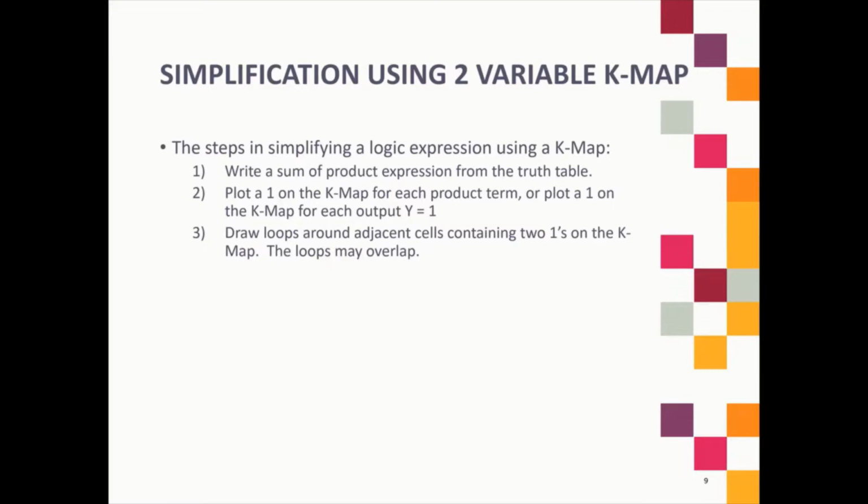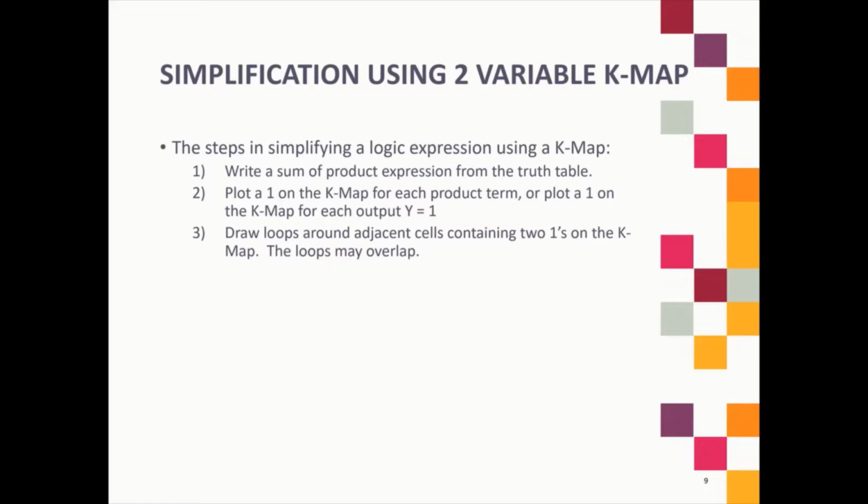Third step, you need to draw loops around adjacent cells. So that's why adjacent cell is an important thing in the K-map. You must understand what is meant by adjacent cell. The loops that you make must contain a power of 2 number of cells. So either 2, 4, 8 or 16. That is the number of adjacent cells that you can loop together.